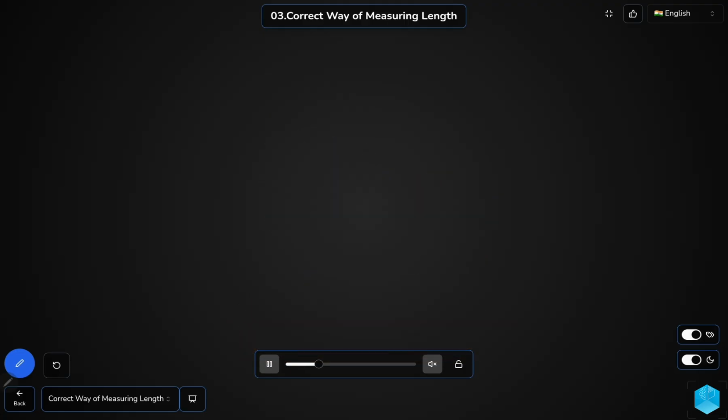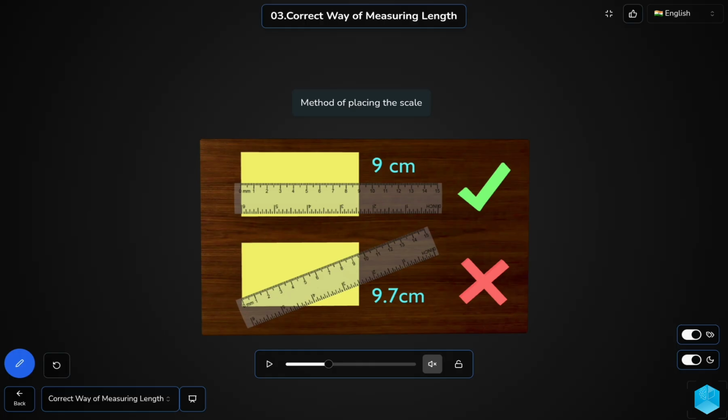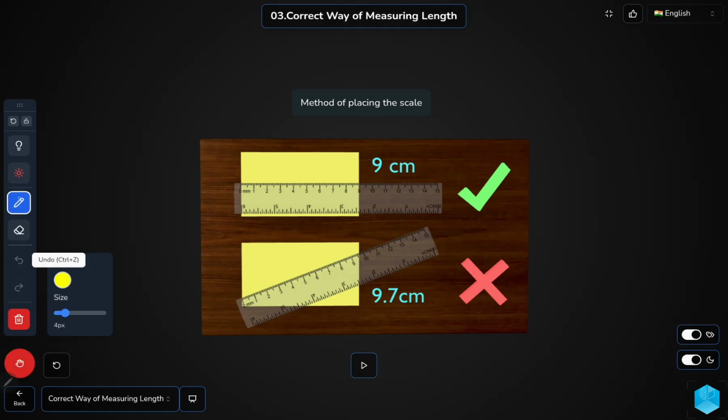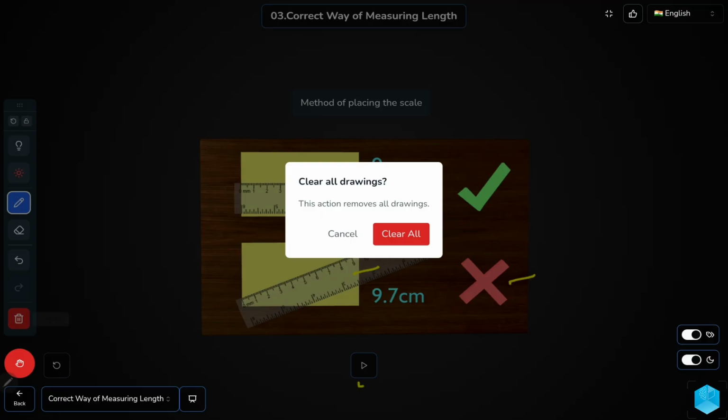Next, if you want to measure the length of a particular object or a particular paper, here you can see the correct way. In this you see how the scale is placed. The scale is not placed properly, so this is not the correct way of measuring. The correct way of measuring is that the measuring scale should be placed properly, horizontally, on the object which is to be measured.